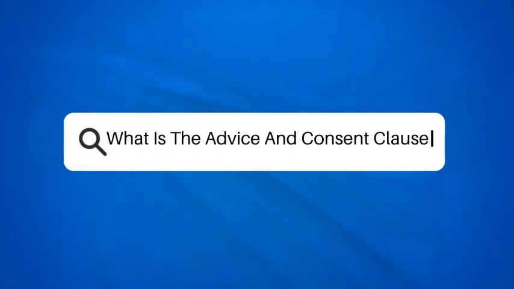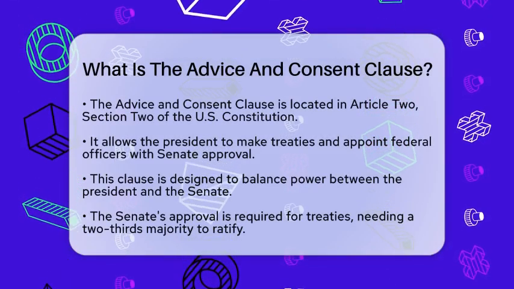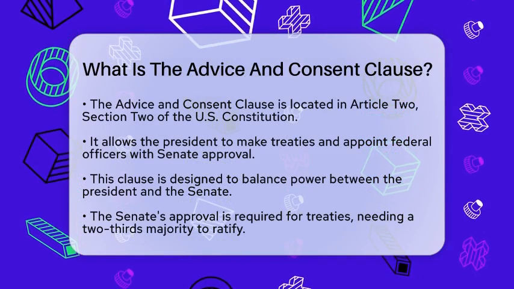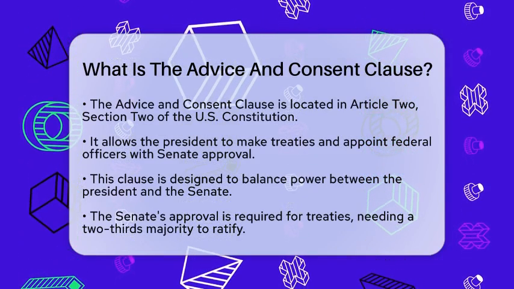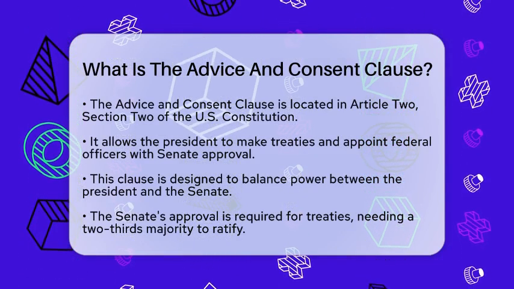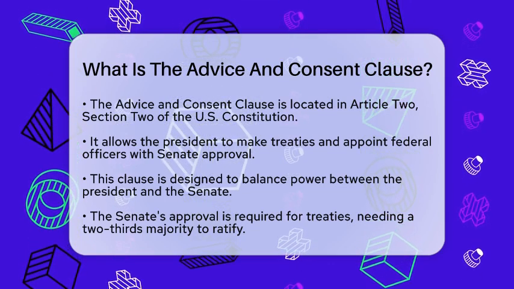What is the advice and consent clause? Have you ever wondered how the United States balances power between the President and the Senate? The advice and consent clause plays a key role in this process. This clause is found in Article 2, Section 2 of the United States Constitution.